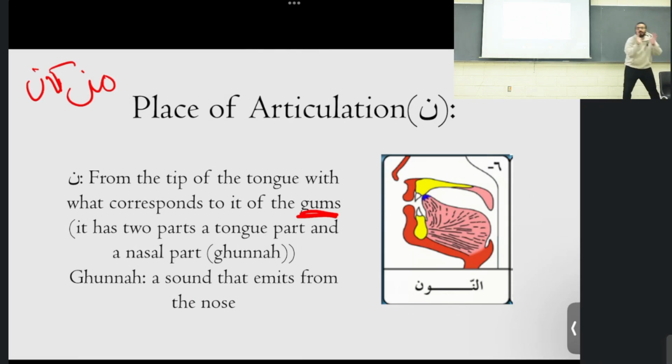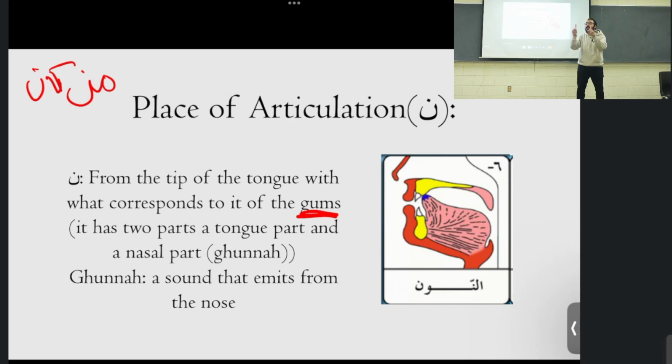Let's stop here a little bit with the ghunna. Why? Because most people recite the Quran with the nose the whole time. Khalas? And this is one of the most difficult problems. How do I remove, we call it nasalization. How do I remove the nasal sound of Quran?